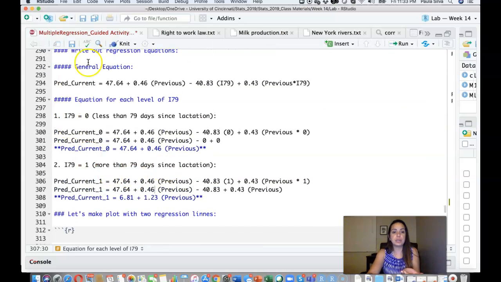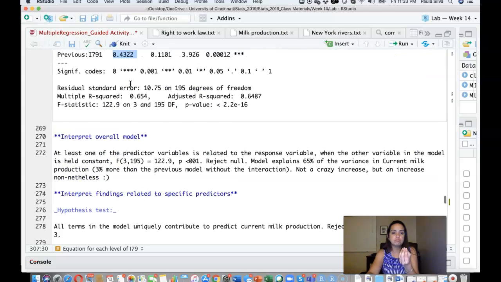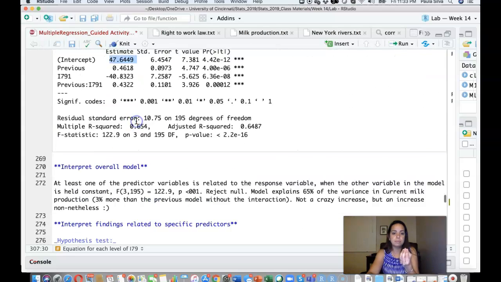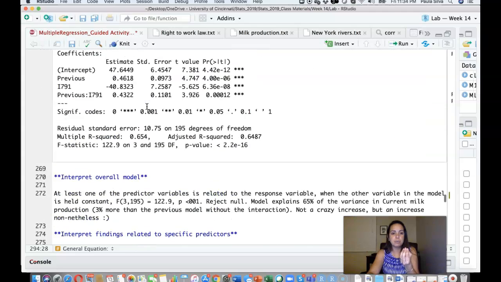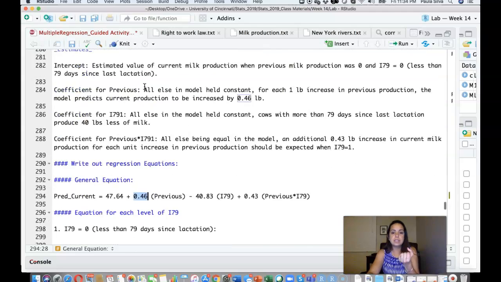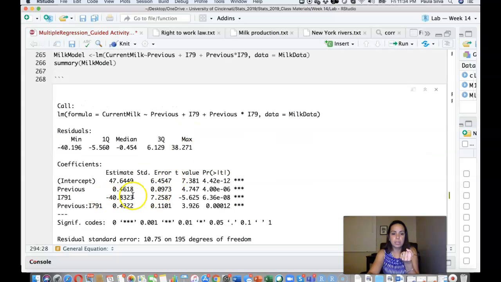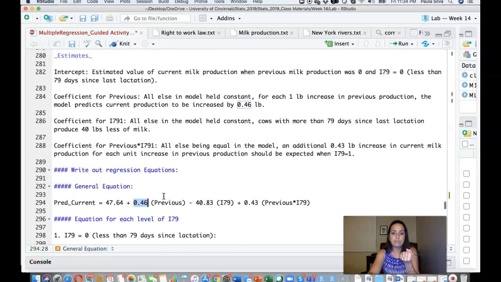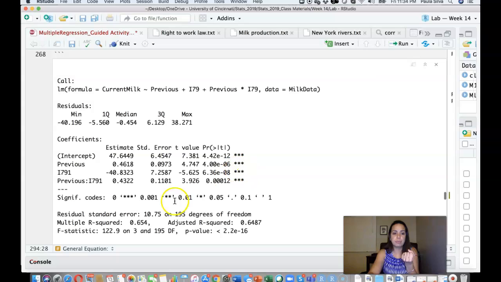So let's look at the general equation here. We're predicting current milk production. This is the intercept of the model. I got it from here. This is the coefficient for previous. I got it from here. This is the coefficient for I-79. I got it from here. And this is the coefficient for the interaction term. I got it from here.